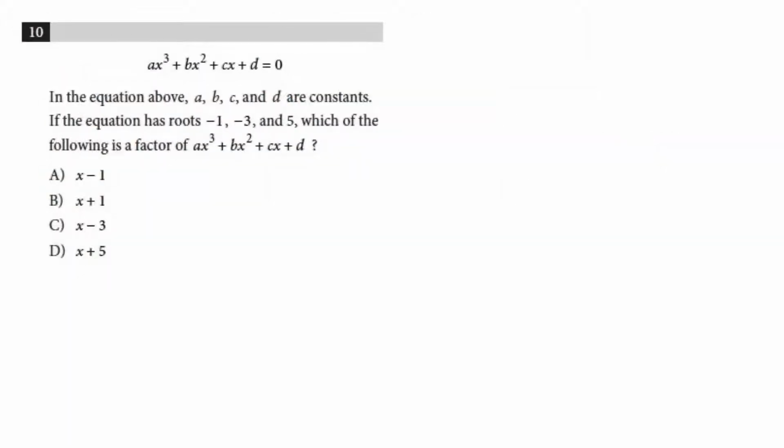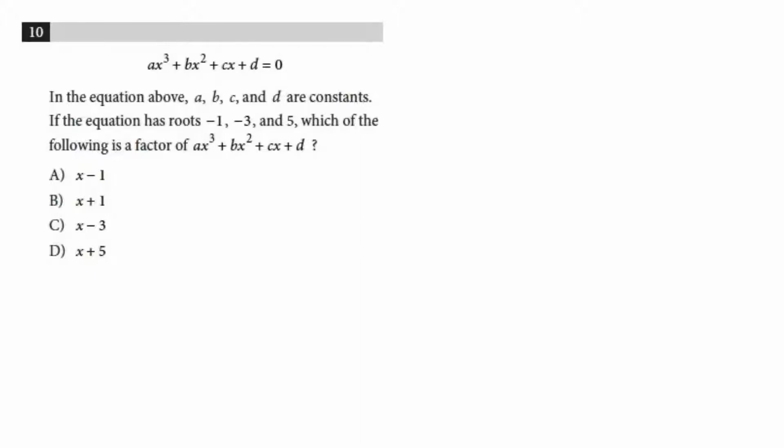Number 10. ax cubed plus bx squared plus cx plus d equals 0. In the equation above, a, b, c, and d are constants. In the equation, if the equation has roots at -1, -3, and 5, which of the following is a factor of ax cubed plus bx squared plus cx plus d?